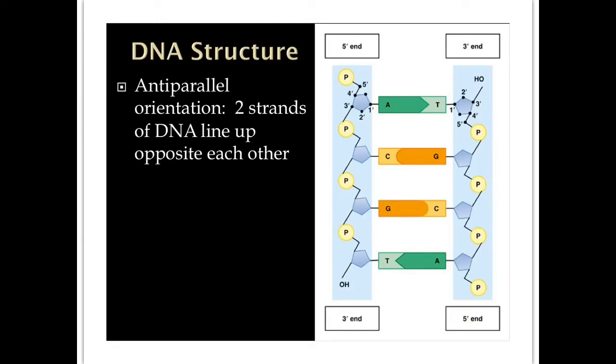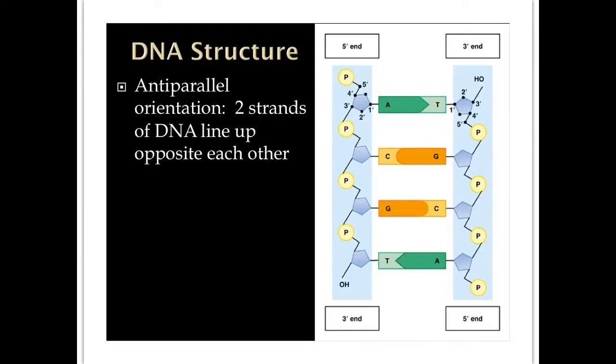Another aspect of DNA structure is that it exhibits anti-parallel orientation, which means that the 2 strands, or the 2 sides of the DNA ladder, line up opposite each other. So if I compare this nucleotide with this nucleotide, it looks like one's upside down because here I have the phosphate up here, and the phosphate is there. Now the different ends we can call the 5' end and the 3' end.